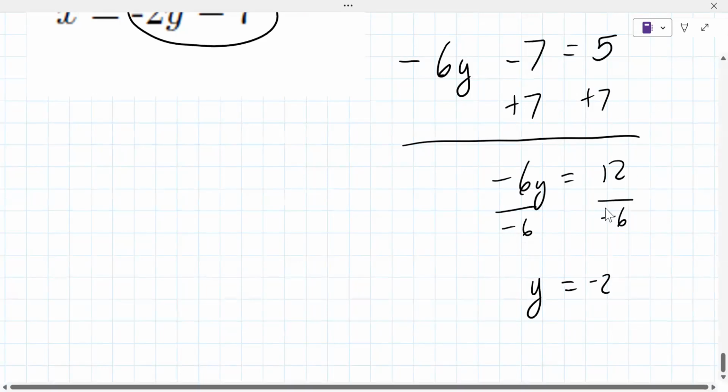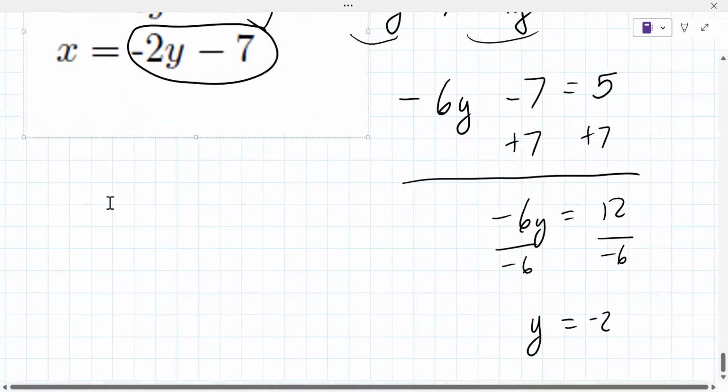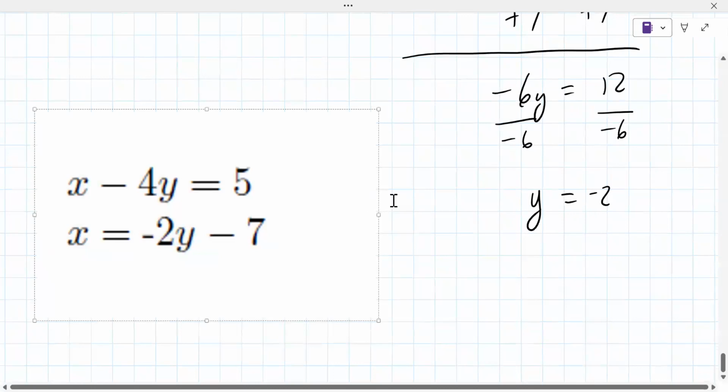Now, again, just like the previous problems, you've got to go back and solve for the other variable. So you go to the equation that allows you to do that easiest, which is the second equation.